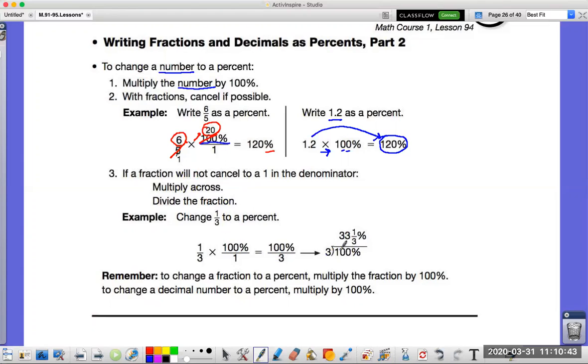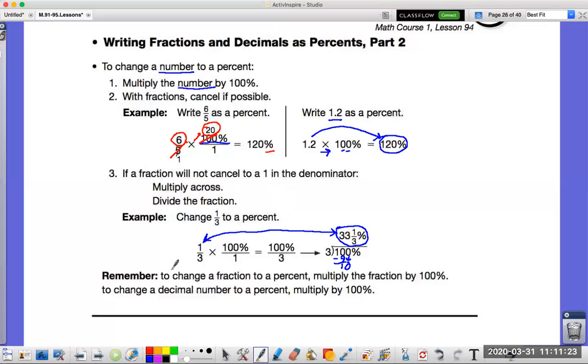3 will go into 10 3 times, and that would be 9. And then you would subtract that, and you'd get 1. You'd bring this down. You'd have 10 there. 10 divided by 3 is 3. And that 3 goes right above that 0. And that would be 9. You'd get 1. And 1 is the numerator. 3 is the denominator. And then that would be 33 1/3% is the same as 1/3. This is as a percent, this is as a fraction. They're equal to each other in those terms.